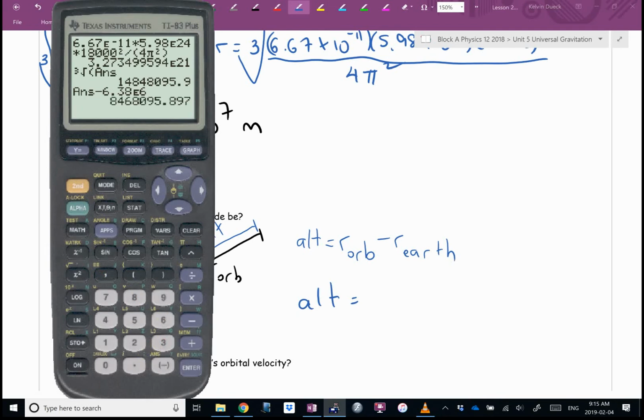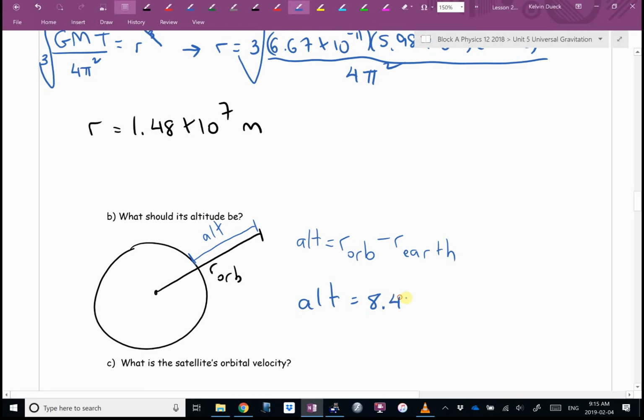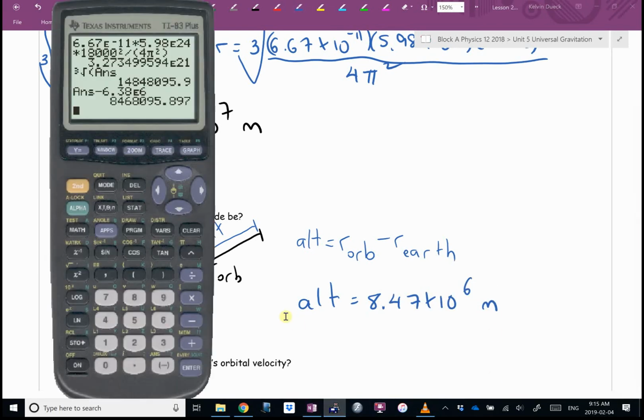And so I get an altitude of 8.47 times 10 to the 6 meters. Or if they want it in kilometers, this satellite is orbiting at roughly 8,500 kilometers above the surface of the Earth.